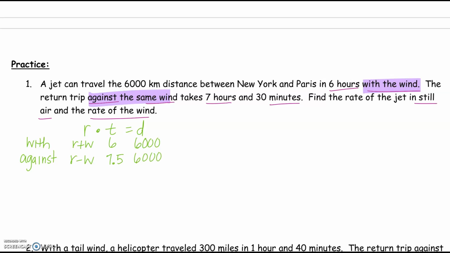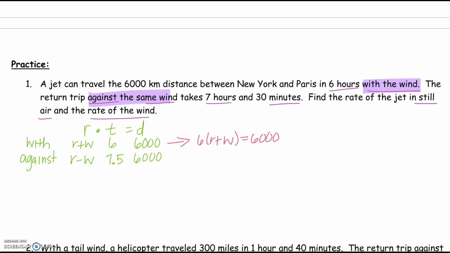Okay, so now we're going to look at these equations and see what we have here. So with the wind, I'm just rewriting this as 6 times (R plus W) equals 6,000. Well, let's go ahead and get rid of this 6.